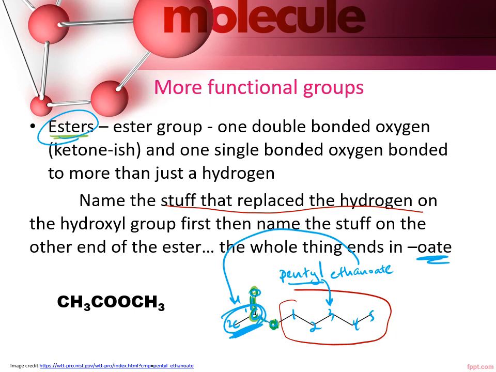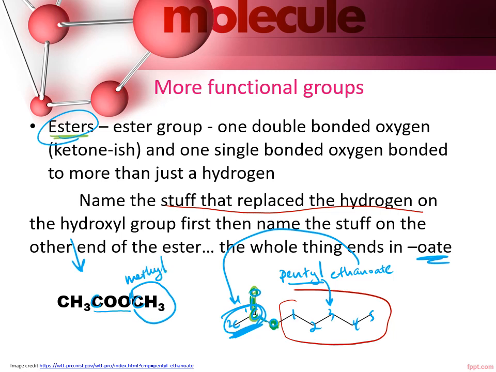Double O to a single O. Pentyl ethanoate. Let's look at this one. COO, imagine there used to be an H there, but we knocked it off and replaced it with CH3 instead. Only 1 carbon makes it methyl.